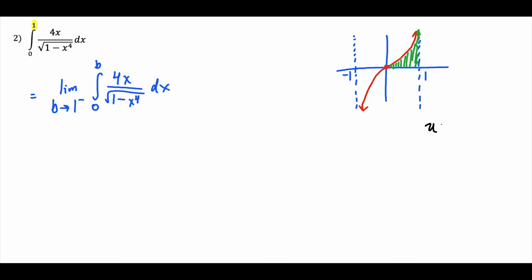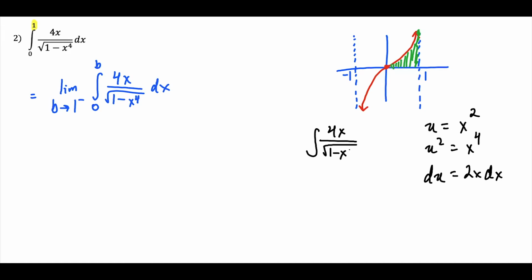And if we set up a u-substitution here, I'm going to let u equal x to the second power. Because then we're going to have u squared is equal to x to the fourth power. And I'll also have du is equal to 2x dx. So if we look here, the goal is to take the antiderivative of 4x over radical 1 minus x to the fourth power, here like this.